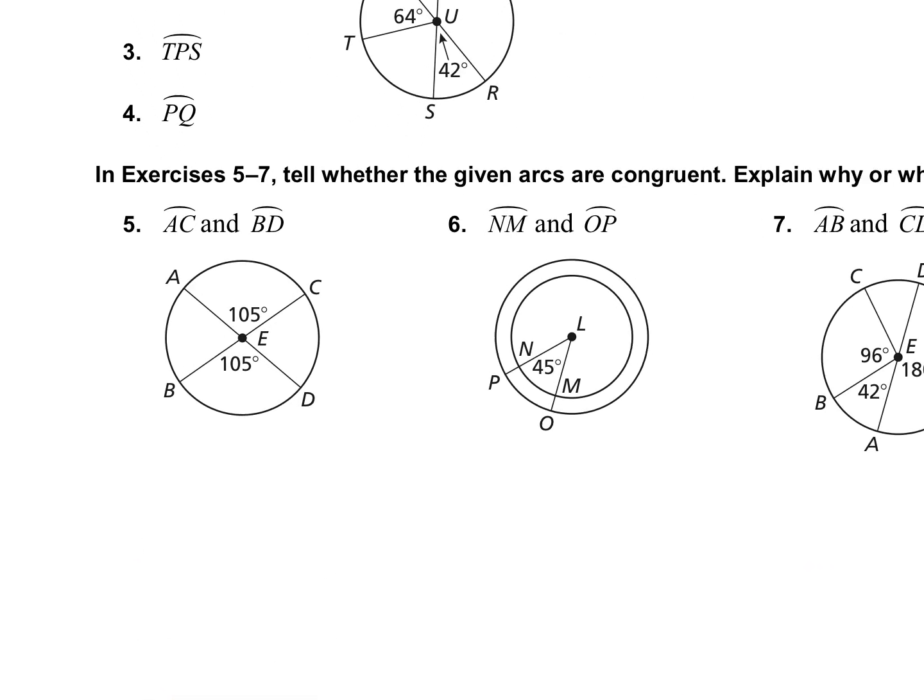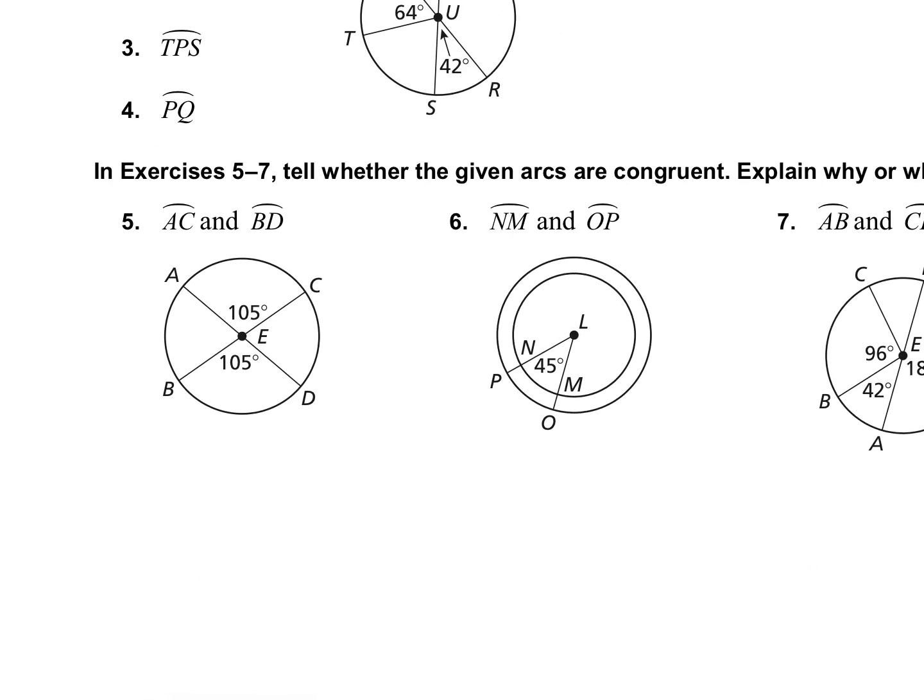All right, we're going to go ahead and look at these. Number 5, are they congruent, yes or no? Yes, they are. How do I know? They're both 105 degrees. They're vertical angles as well, and they're central angles, meaning that my arcs are going to be the same.